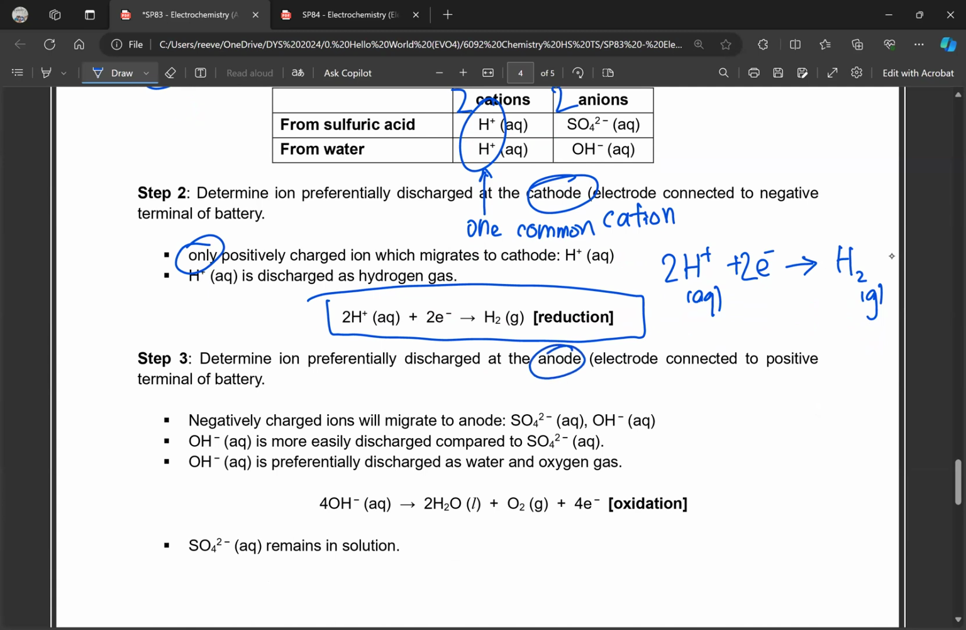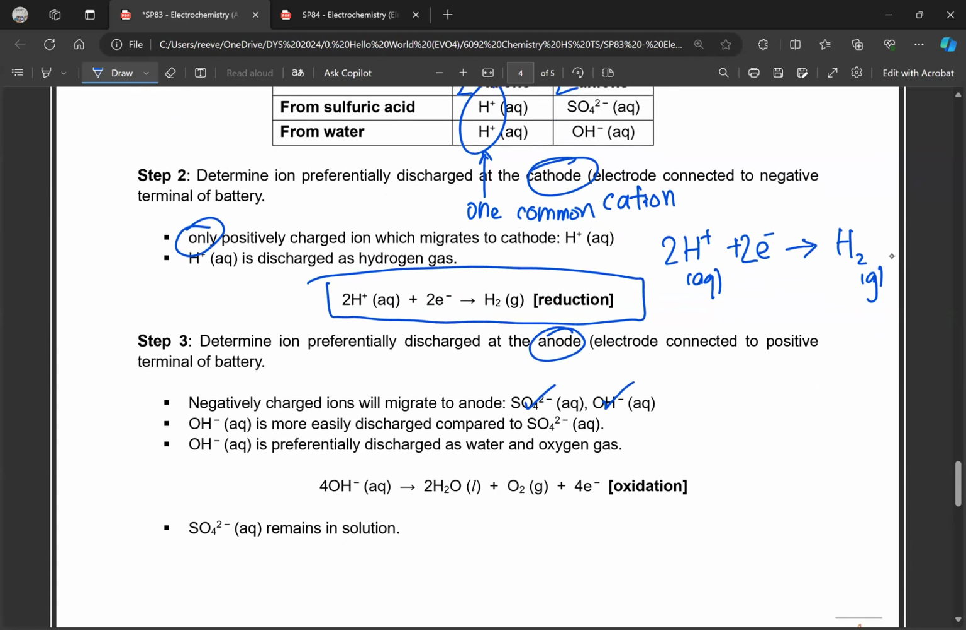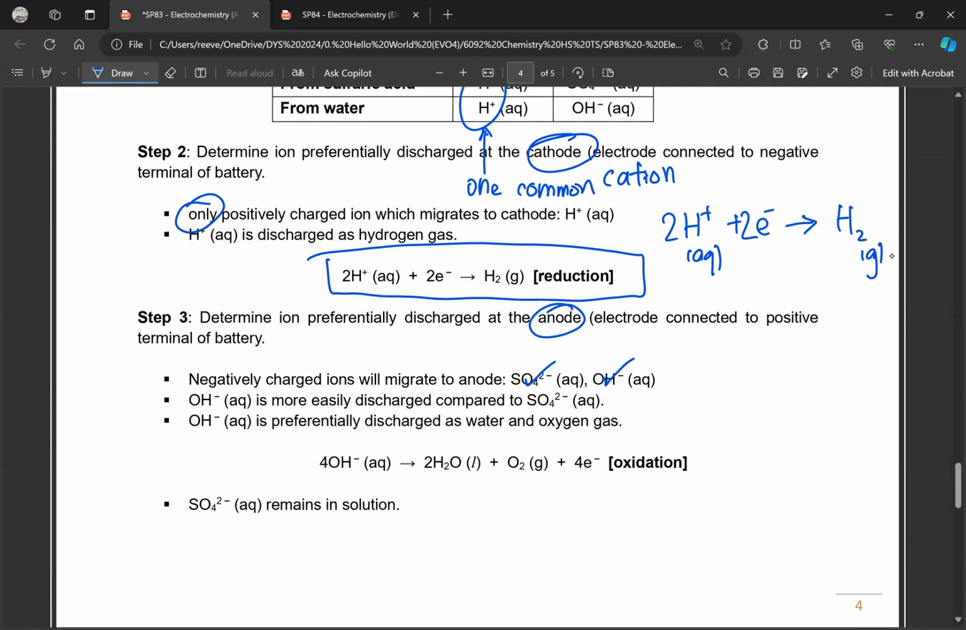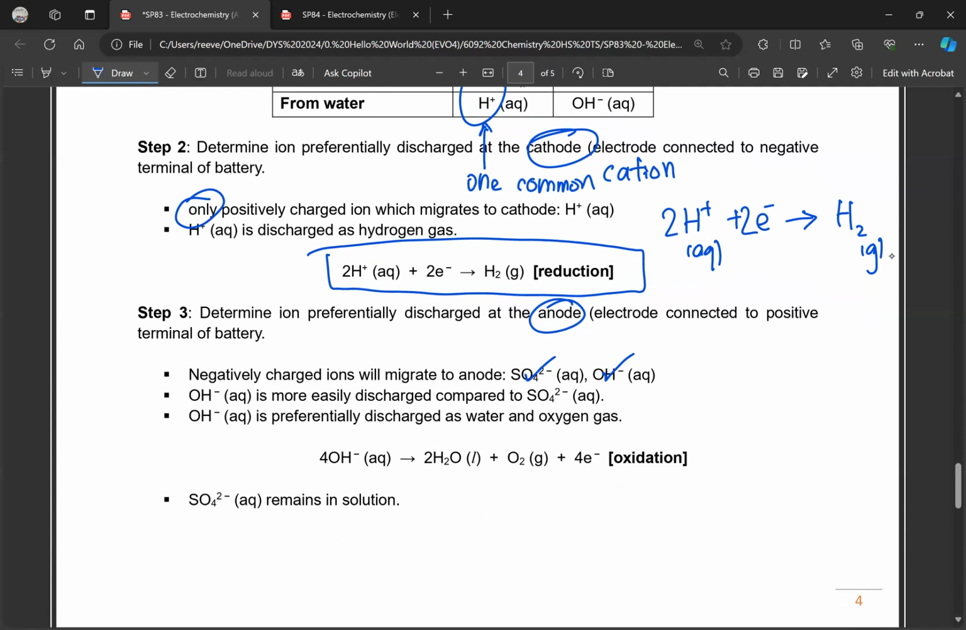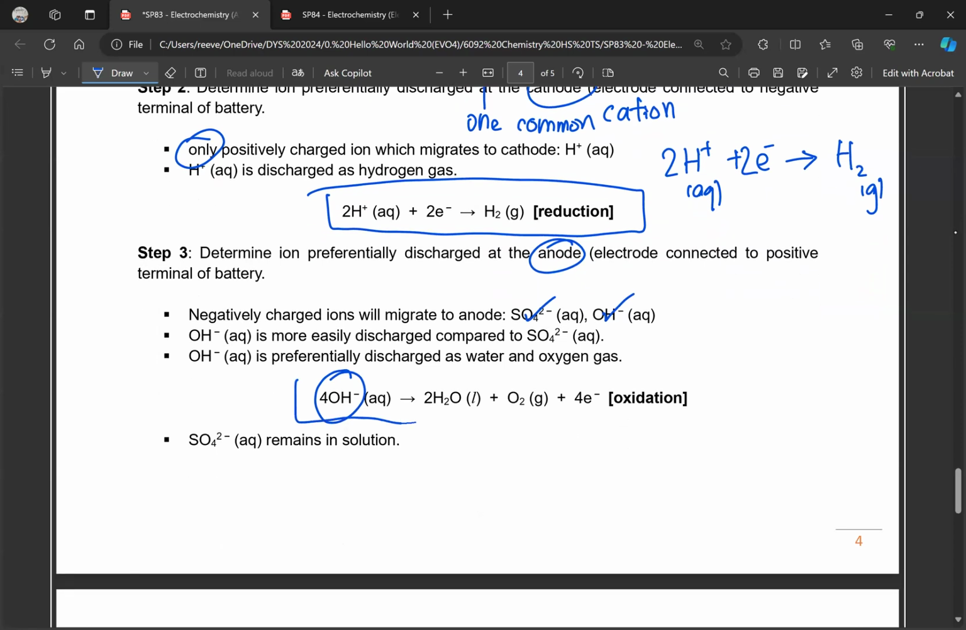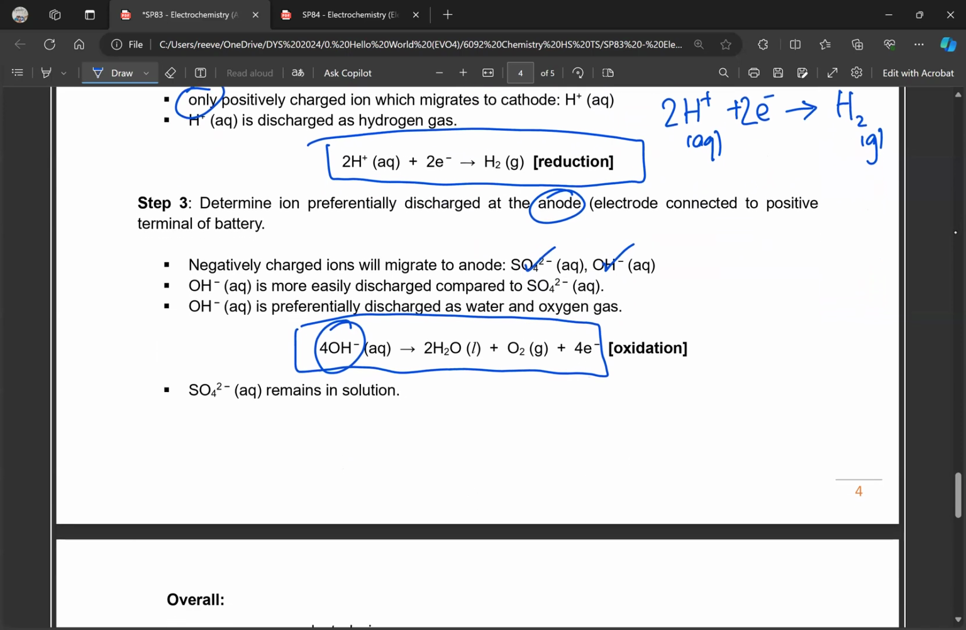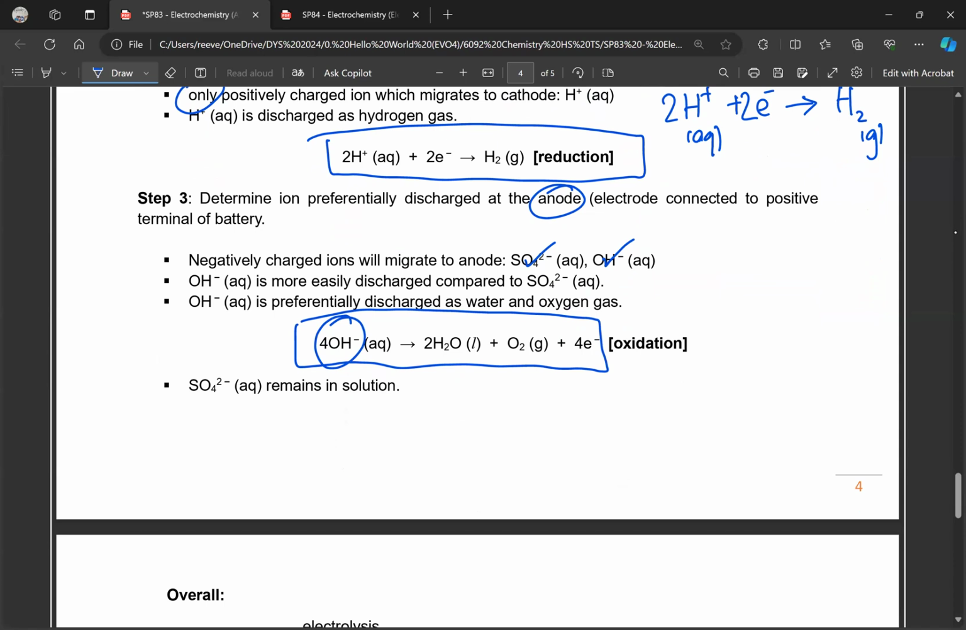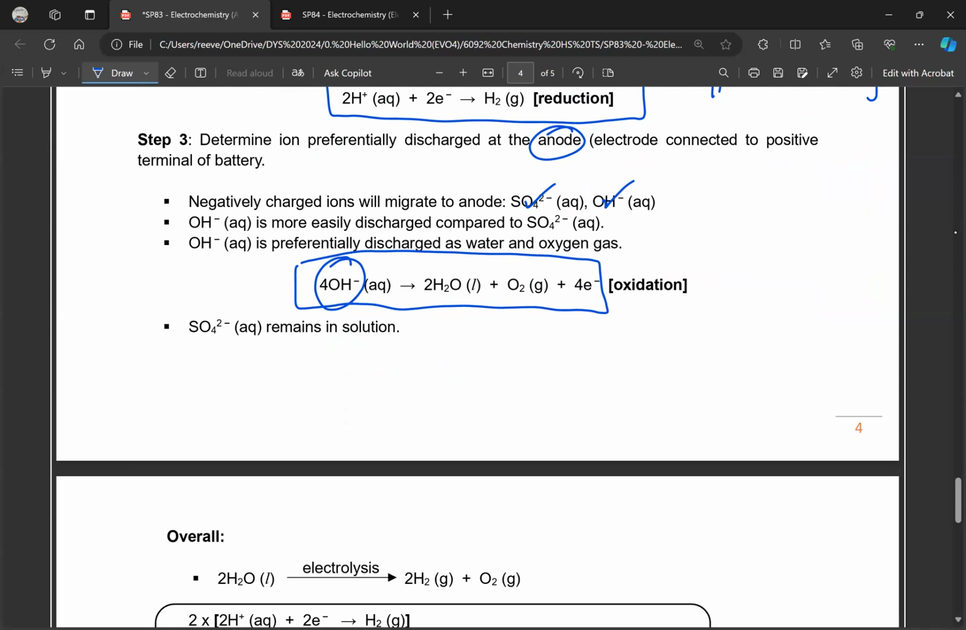Step 3, let's look at the anode. At the anode, I have two anions. So you compare which one will be discharged. You look at the chart. The chart says that the smaller size is easier. So OH is the easier one, so OH will go through the discharge. When OH goes through the discharge, you can just memorize the equation. It becomes water and oxygen and 4 electrons. Any question? So far, so good. No issue. Then what happened to the sulfate? They will just keep on swimming in the solution.